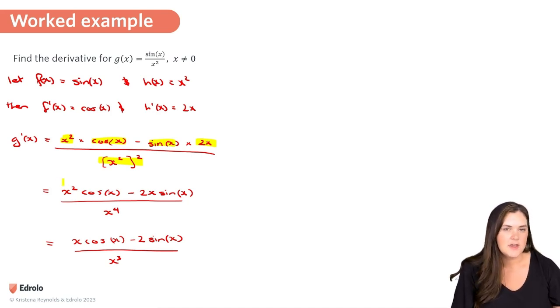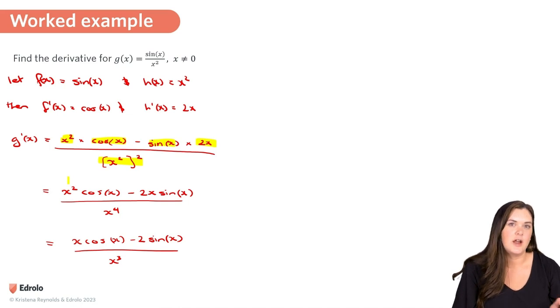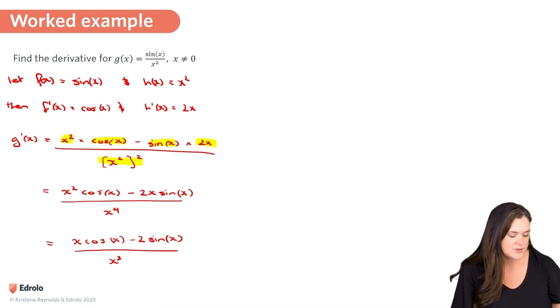From here, each of these terms have an x in them, so I'm going to divide through by just an x. So our first one is just going to become x cos x, and then we're going to get rid of that x in the second term there.